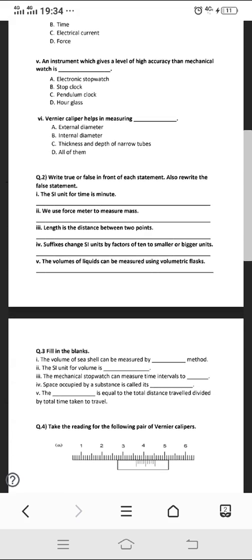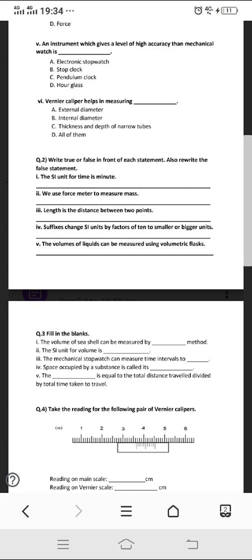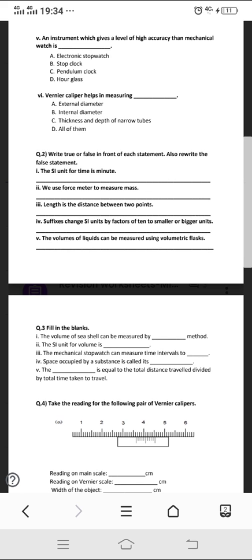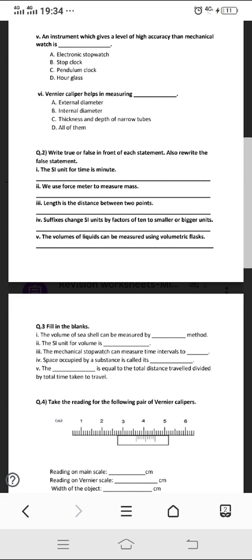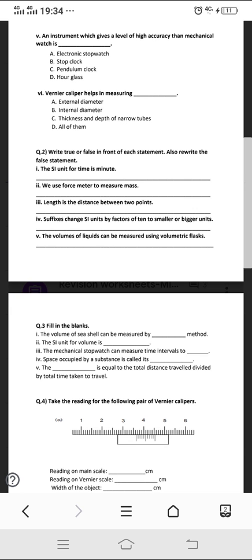The SI unit for time is minute. I told you that time can be measured by using a lot of units. For example, we can use minute, we can use hour, we can use milliseconds, but the standard international unit is just second.